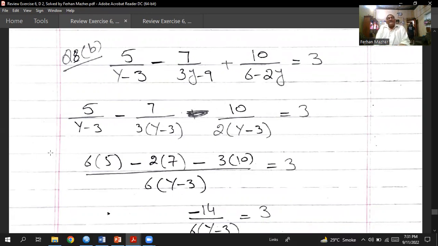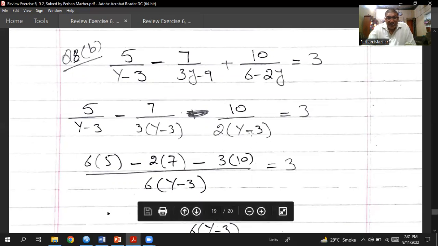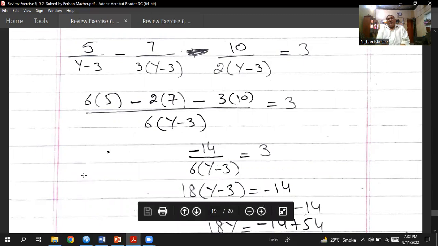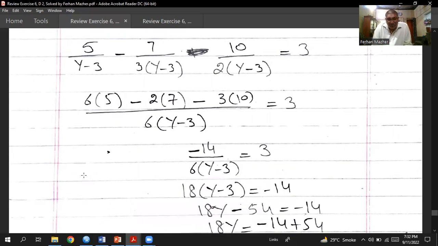So now you can see the LCM will be 6 into y minus 3. When you divide this LCM with this denominator, you are left with the 6, so 6 will multiply with the 5. When you divide that LCM with this denominator, you are left with the 2, so that 2 will multiply with the 7. When you divide this LCM with this denominator, you are left with the 3, and that 3 will multiply with this 10. So you will have 30 minus 14 minus 30, and so minus 14 divided by 6 bracket y minus 3 bracket close equals 3.